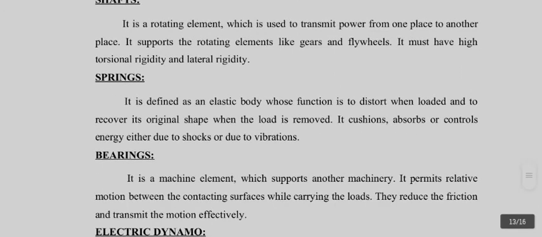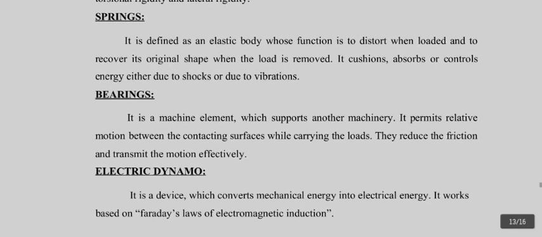Springs. A spring is defined as an elastic body whose function is to distort when loaded and to recover its original shape when the load is removed. It absorbs or controls energy either due to shocks or due to vibrations. Bearings. A bearing is a machine element which supports another machinery. It permits relative motion between the contacting surfaces while carrying the loads. They reduce the friction and transmit the motion effectively.